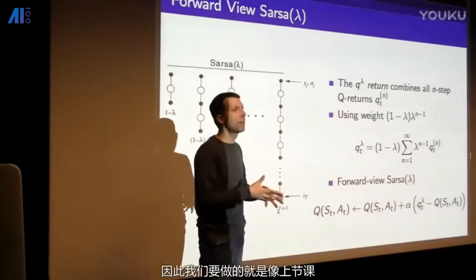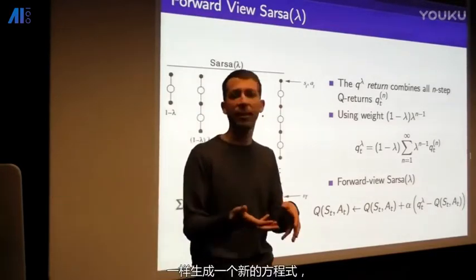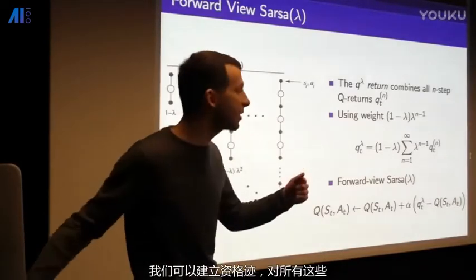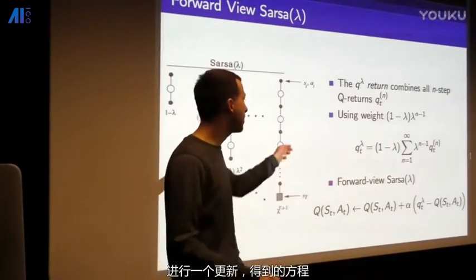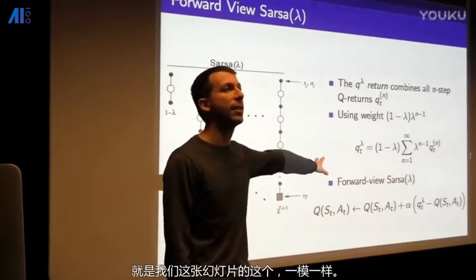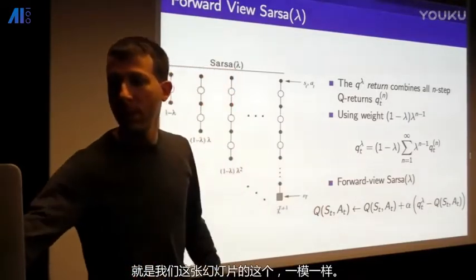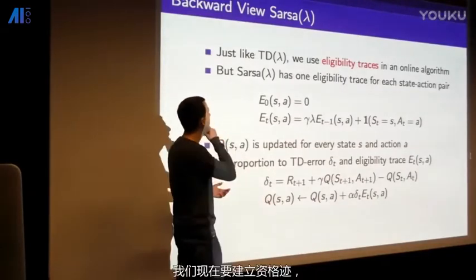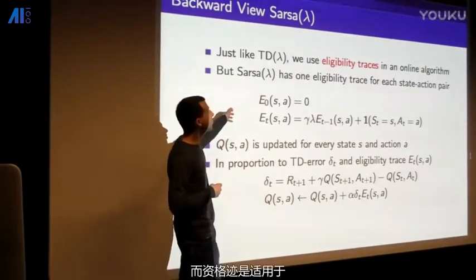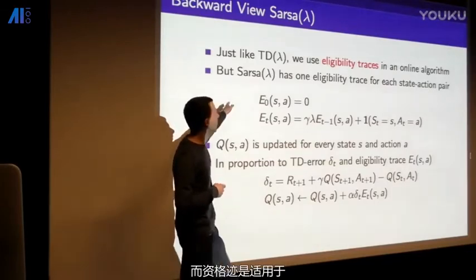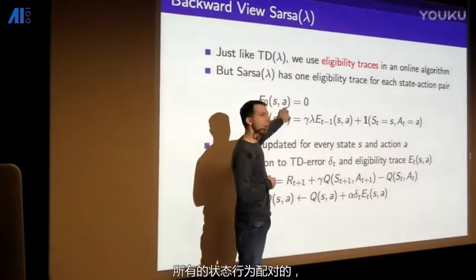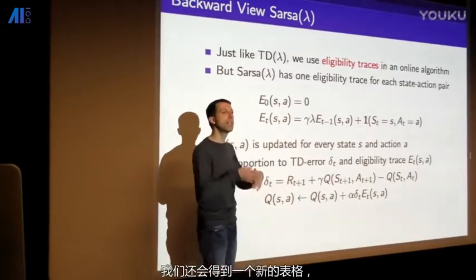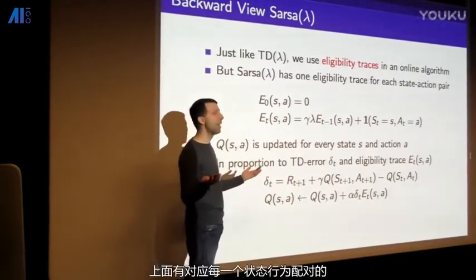So what we're going to do is come up with an equivalent, just like in the last class, by building up eligibility traces such that when we sum up over those eligibility traces, we end up with an update which is exactly equivalent to this one. The idea is very similar to the last class. We're going to build an eligibility trace now, but it's going to be for all state action pairs. So now we've got a new table, a table of our eligibility for each state action pair.